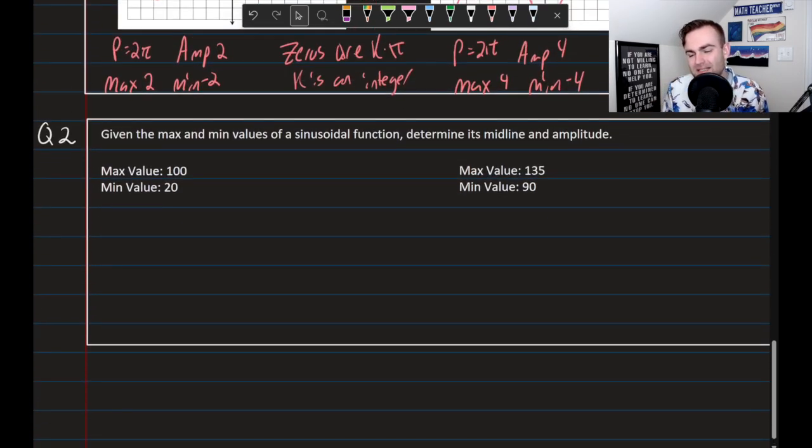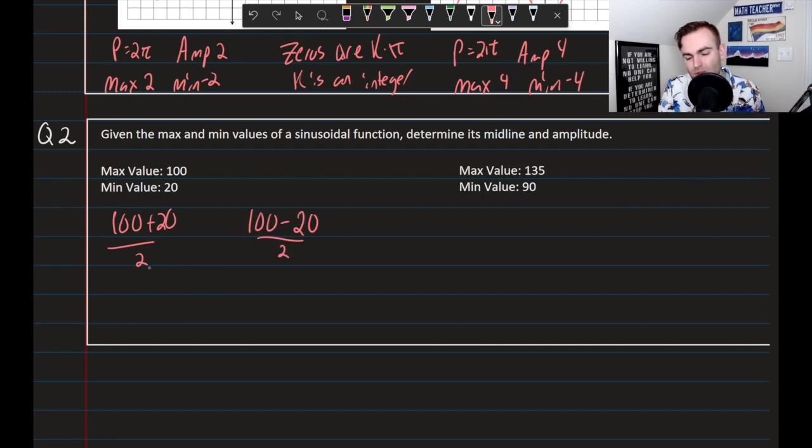Last but not least, can we find the midline and amplitude given the max and min values? And we can. So what we're going to do, and maybe you'll help me figure this out, is add the max and min and then subtract them, and then divide them by 2 and see what happens. So if I do 100 plus 20 divided by 2, and then 100 minus 20 divided by 2, I get 120 divided by 2, which is 60, and 80 divided by 2, which is 40. Which one seems to be the middle, and which one seems to be the distance from the middle to the max value? If you said that y equals 60 would be the midline, and that 40 is the amplitude, you would be 100% correct. So we add them for the midline, and we subtract them for the amplitude.